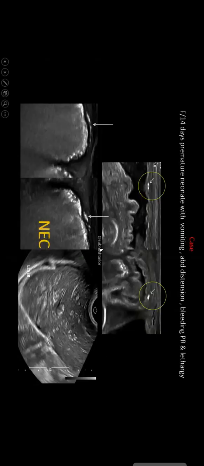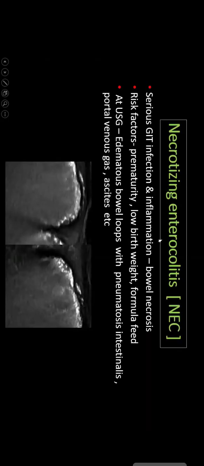Now, other findings are edematous bowel loops. There can be presence of ascites. There can be perforation. There can be obstruction, depending upon the complications. So NEC is a serious GI infection and inflammation leading to bowel necrosis. Risk factors are prematurity, low birth weight, and formula feed. At ultrasound, what we can see are edematous bowel loops with pneumatosis intestinalis, portal venous gas, and ascites.